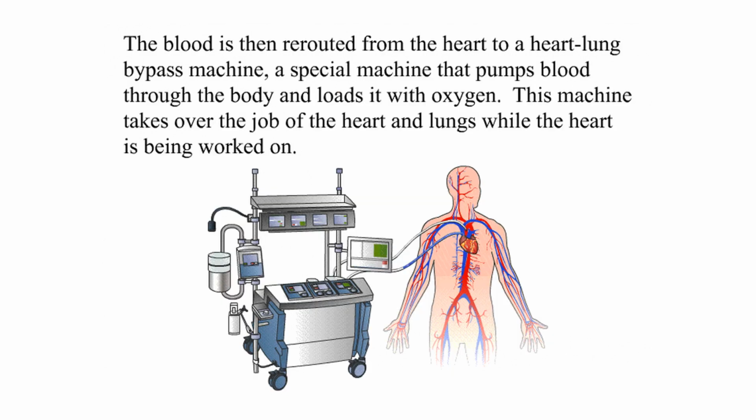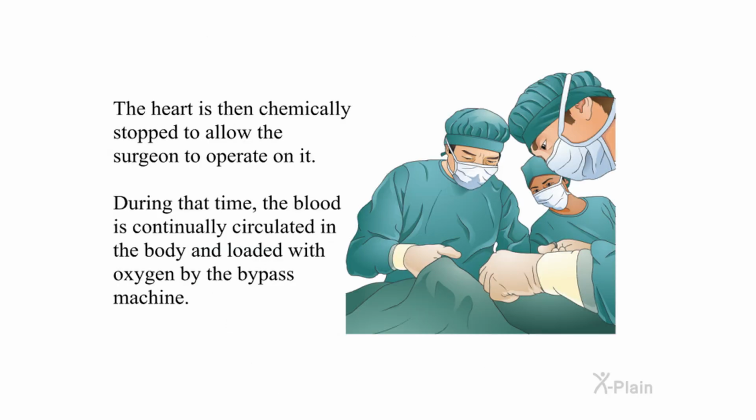The blood is then rerouted from the heart to a heart-lung bypass machine, a special machine that pumps blood through the body and loads it with oxygen. This machine takes over the job of the heart and lungs while the heart is being worked on. The heart is then chemically stopped to allow the surgeon to operate on it. During that time, the blood is continually circulated in the body and loaded with oxygen by the bypass machine.